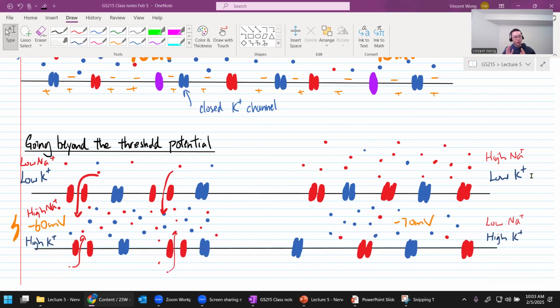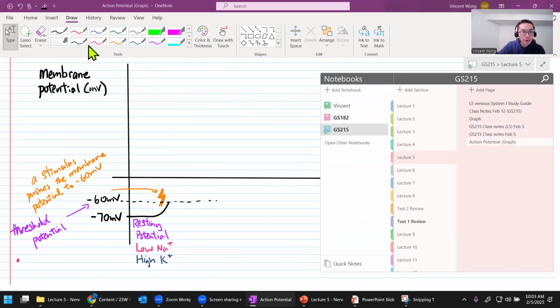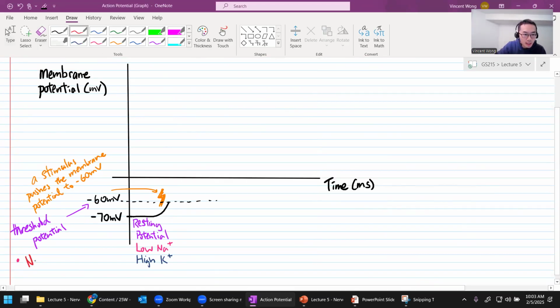So looking at the graph, which is next to you, it was flat, and then we crossed the threshold. What's going to happen next? Okay, so over here at the threshold potential, we understand the sodium channels open. And then the sodium is going to be coming in. As the sodium comes into the cell, what will happen to your membrane potential? Is it going to go up? Is it going to go sideways? Is it going to go down?